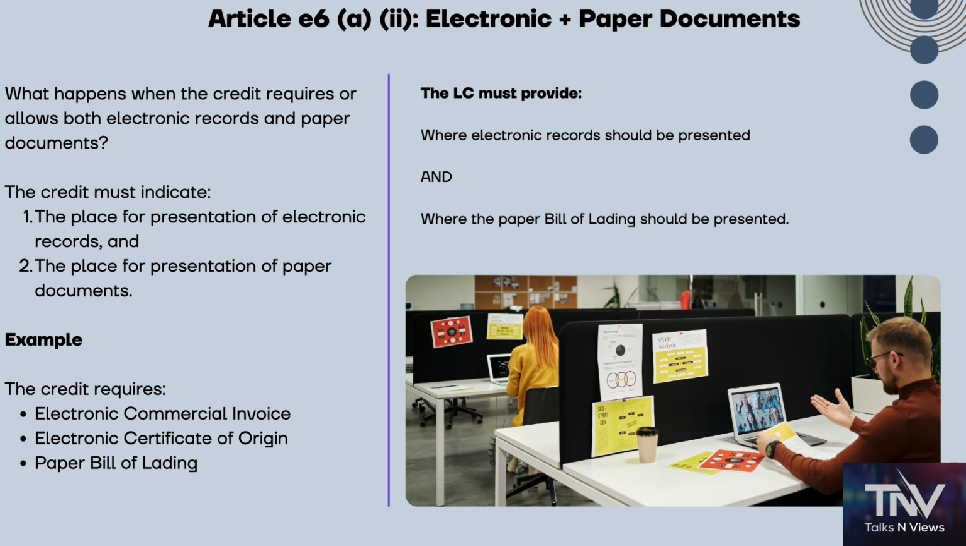Article E6, A.2, Electronic plus paper documents. What happens when the credit requires or allows both electronic records and paper documents? The credit must indicate the place for presentation of electronic records, and the place for presentation of paper documents. Example: the credit requires electronic commercial invoice, electronic certificate of origin, paper bill of lading. The LC must provide where electronic records should be presented, and where the paper bill of lading should be presented.